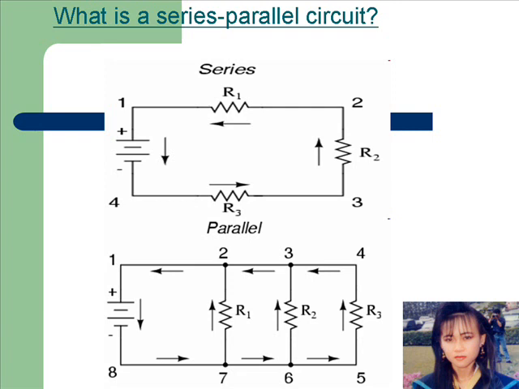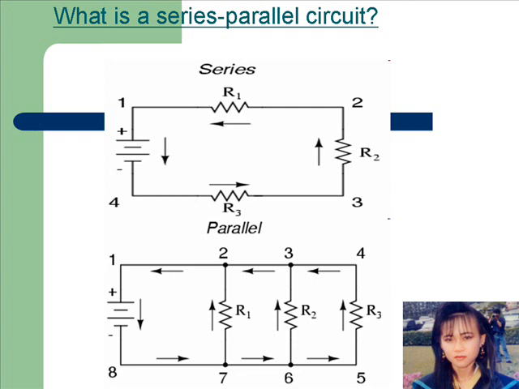With each of these two basic circuit configurations, we have specific sets of rules describing voltage, current, and resistance relationships. Series circuits: voltage drops add to equal total voltage. All components share the same equal current. Resistances add to equal total resistance.